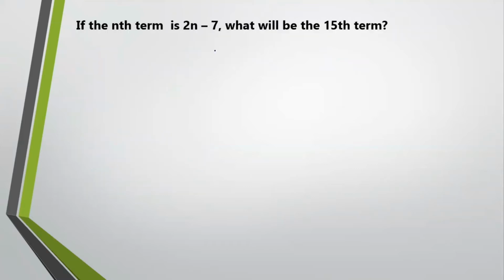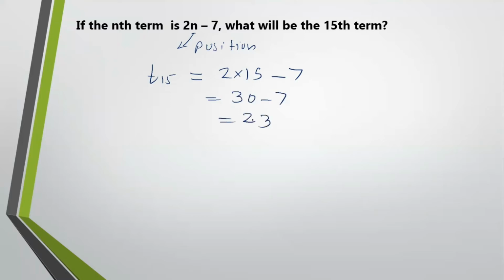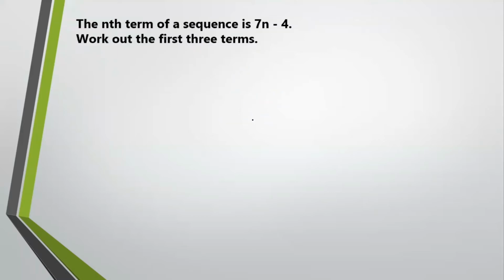If the nth term is 2n minus 7, what will be the 15th term? So here n stands for position, right? So you are asked to find the 15th term. So term 15, T15, is 2 multiplied by 15. In place of n, we put 15, minus 7. 2 multiplied by 15 is 30. 30 minus 7 is 23. Got it?